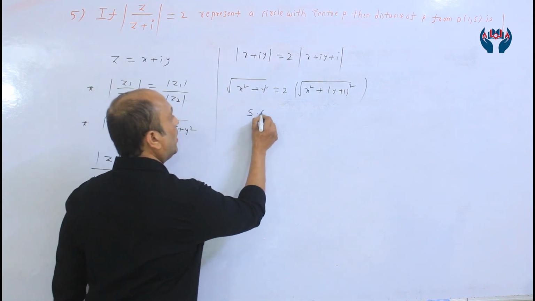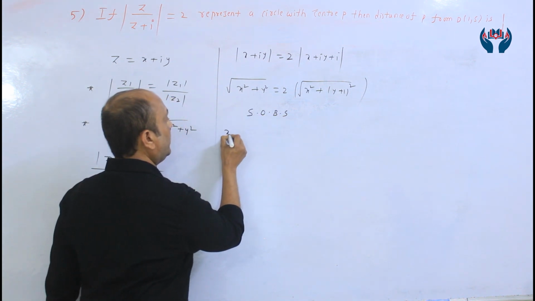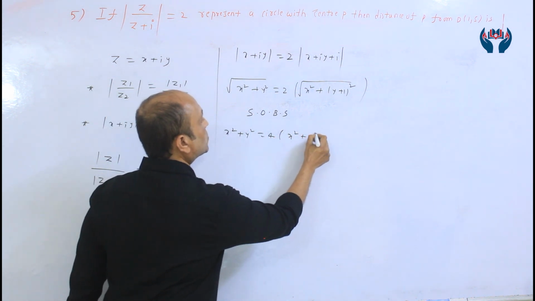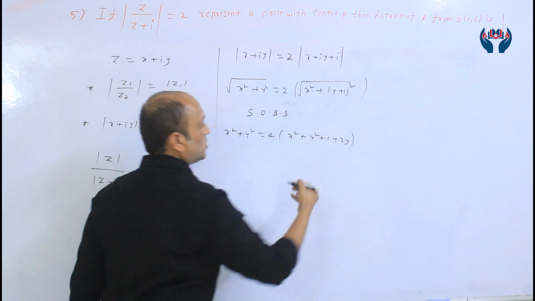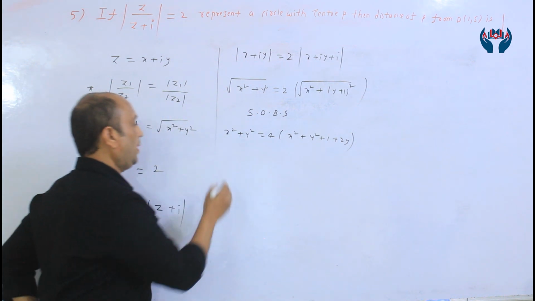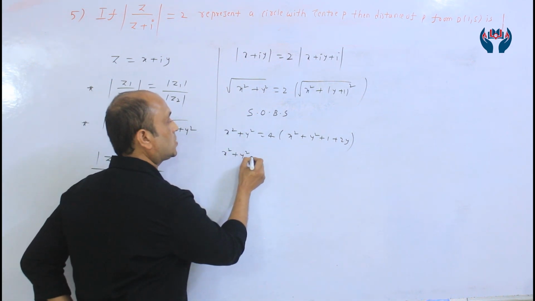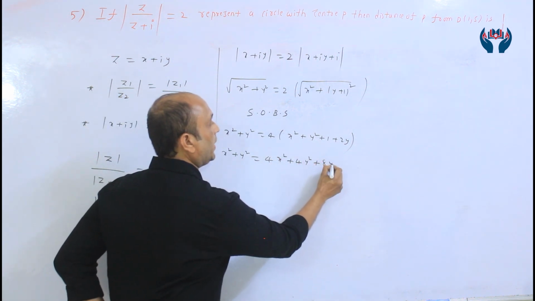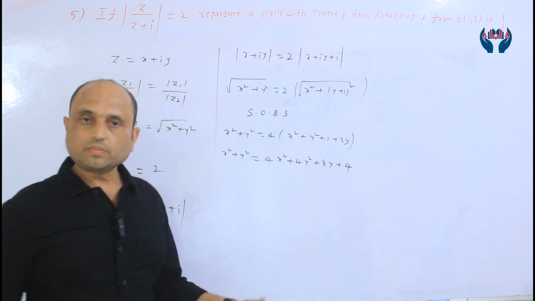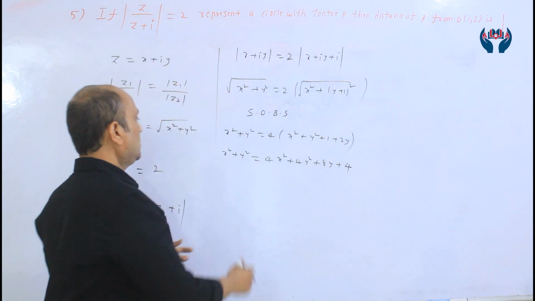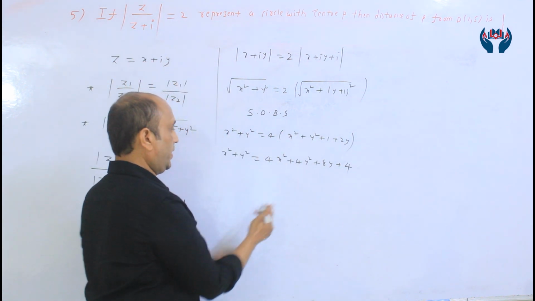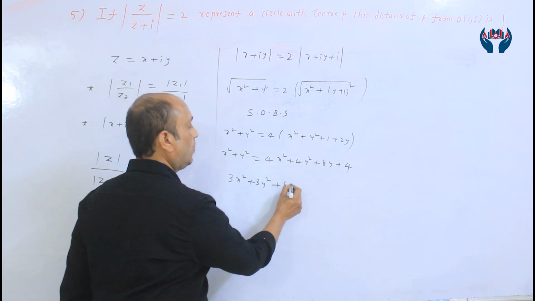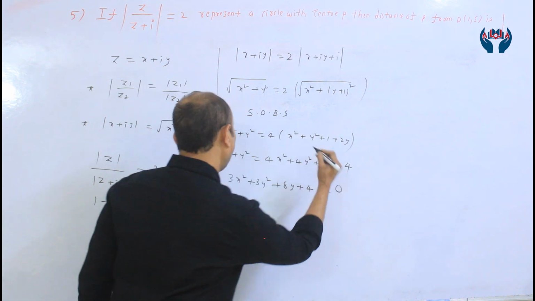Now squaring on both sides: x square plus y square equal to 4 into x square plus y plus 1 whole square. So this is the simplified form. Now multiply: x square plus y square equal to 4x square plus 4y square plus 8y plus 4. So send all these terms from LHS to RHS. Then this becomes 3x square plus 3y square plus 8y plus 4 equal to 0.